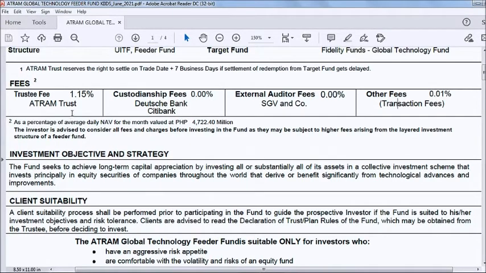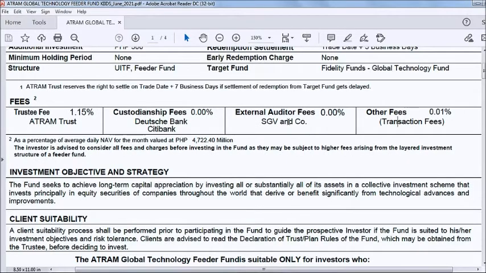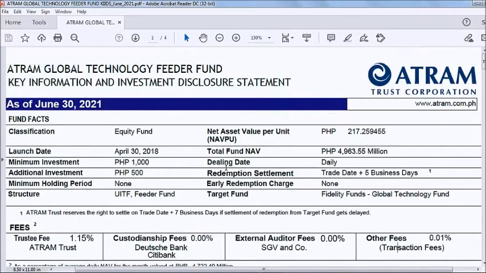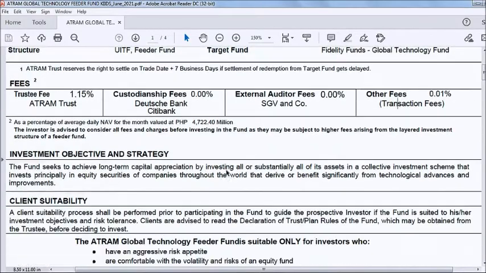With the looks of it, itong particular fund na ito, ang fee na babayaran, ang dinededuct lang on our investment here is 1.15%. So, wala din siyang mga ibang fees na nakalakip dito sa ATRAM Global Technology Feeder Fund.